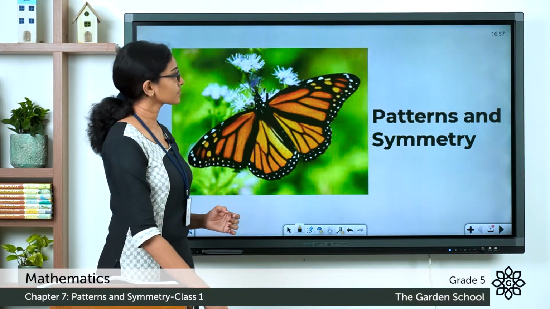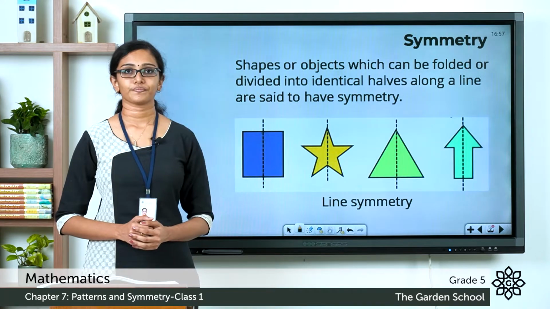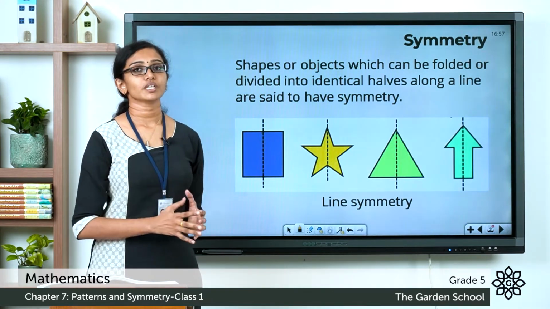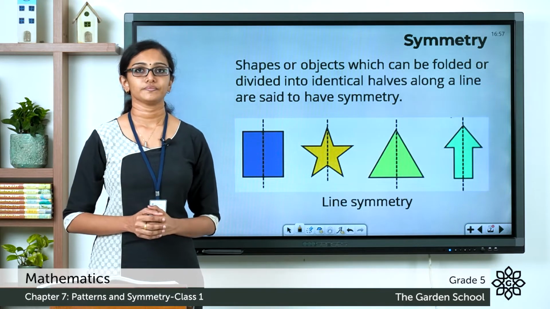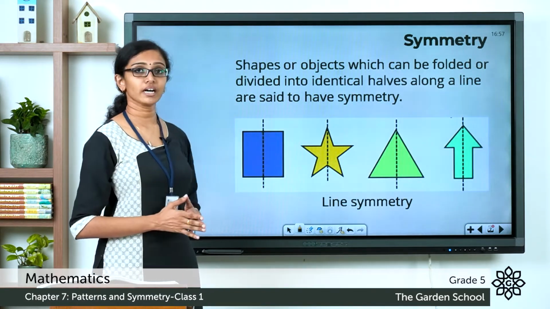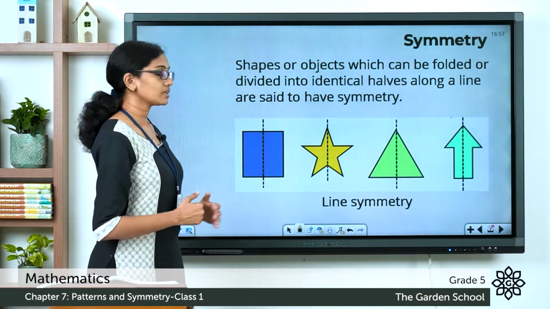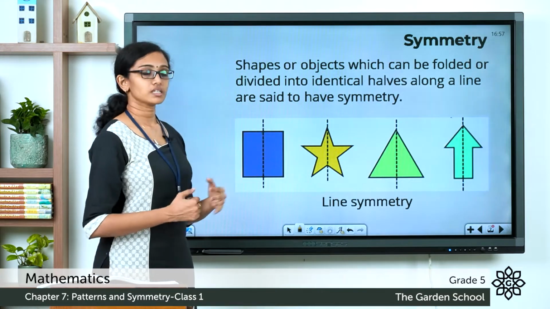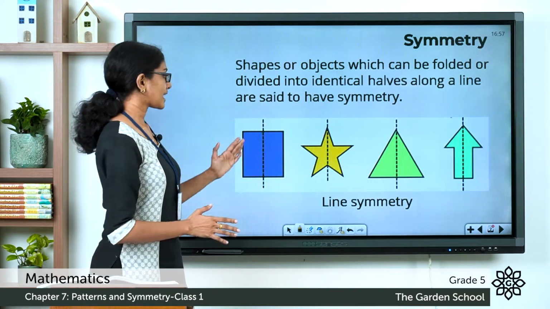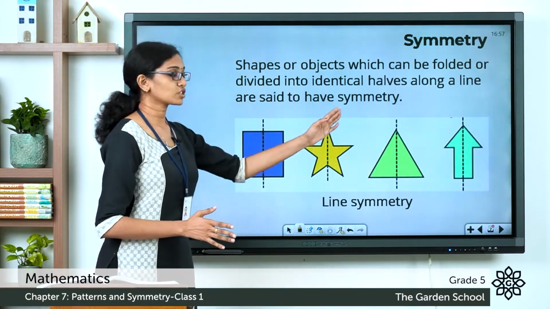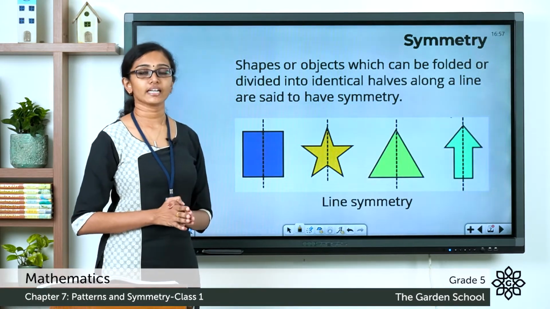So the first thing, let's talk about symmetry. What do you mean by symmetry? When do you say an object or shape is symmetrical? You see some examples here. You see these figures given here, and you can see an imaginary line or a dashed line passing through each of these figures. Each of these figures can be folded or divided along these dashed lines into identical halves.